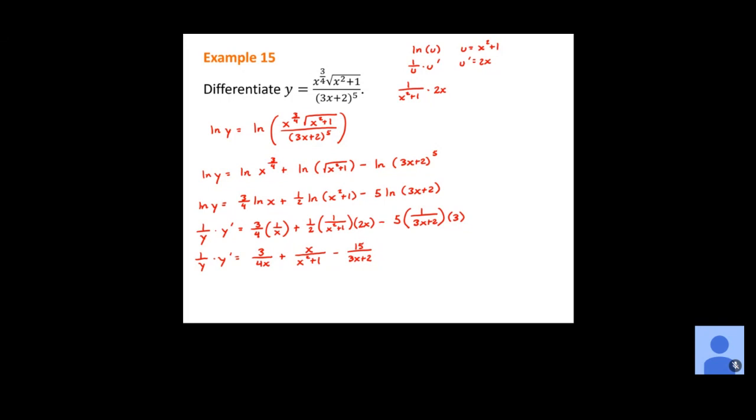All right, so we are going to do that. But I also need to move the y to the other side to get y prime by itself. How am I going to get that y on the other side? Multiply. Good. So I'm just going to multiply both sides by y here. So now we have y prime equals y times everything that we've got over here: 3 over 4x plus x over x squared plus 1 minus 15 over 3x plus 2.